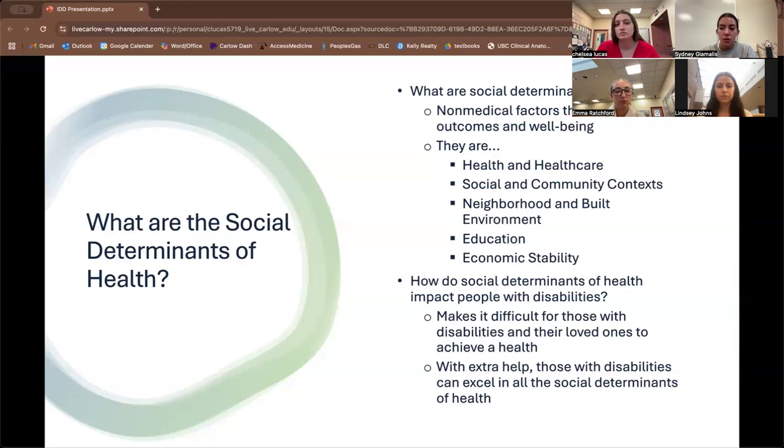Social and community support is crucial, yet people with disabilities often experience social isolation, discrimination, and reduced participation in community activities. Neighborhood and built environments play a role as well, with inaccessible housing, transportation, and public spaces limiting independence. Addressing these determinants is essential for improving the quality of life and health outcomes for individuals with disabilities. However, with extra assistance, those with disabilities are able to thrive in all of the aspects of the social determinants of health.